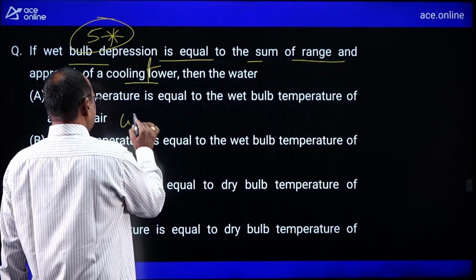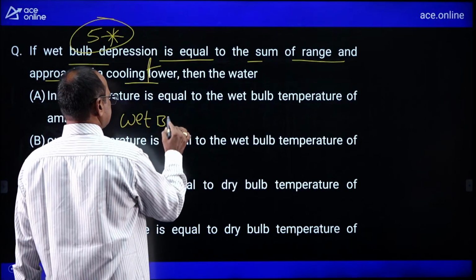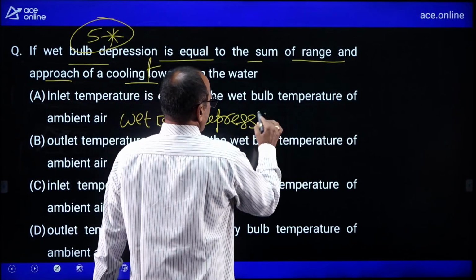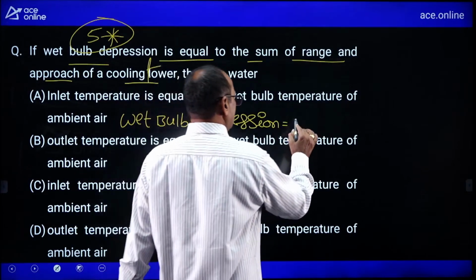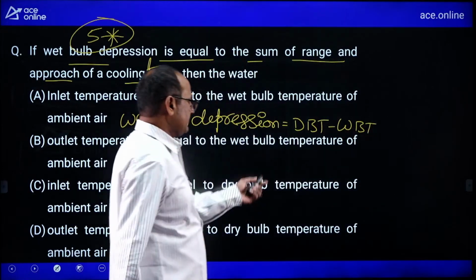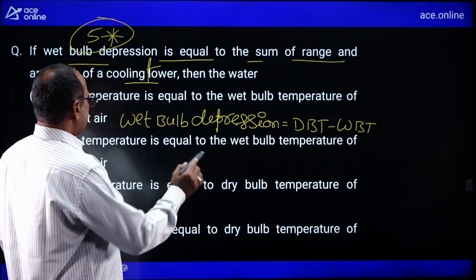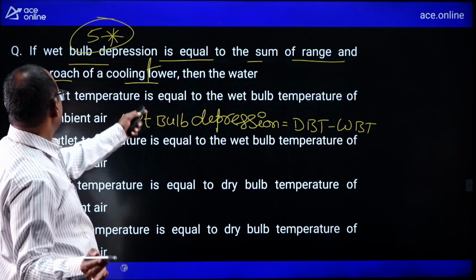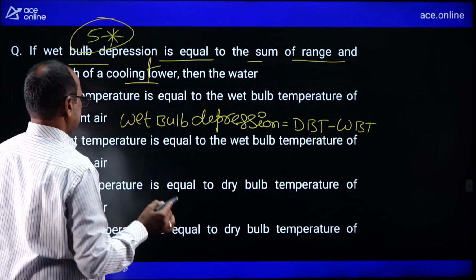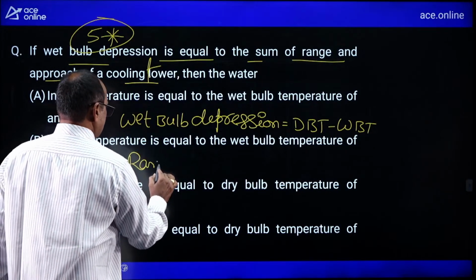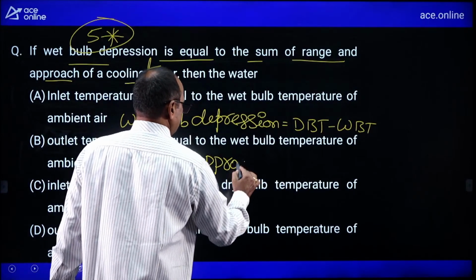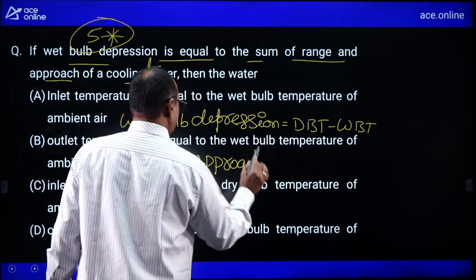Here, what is wet bulb depression? Wet bulb depression is equal to dry bulb temperature minus wet bulb temperature. That is the basic definition for wet bulb depression. He said that wet bulb depression is equal to the sum of the range and approach. Range plus approach is equal to wet bulb depression.